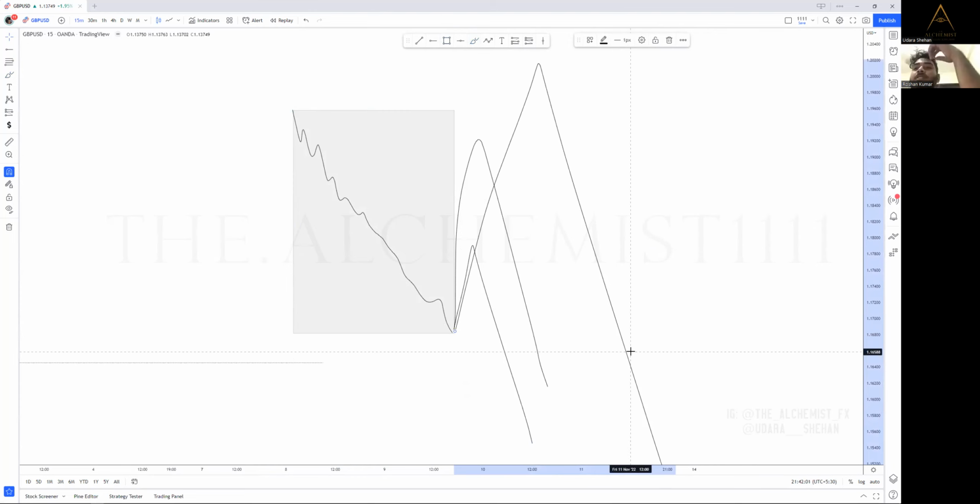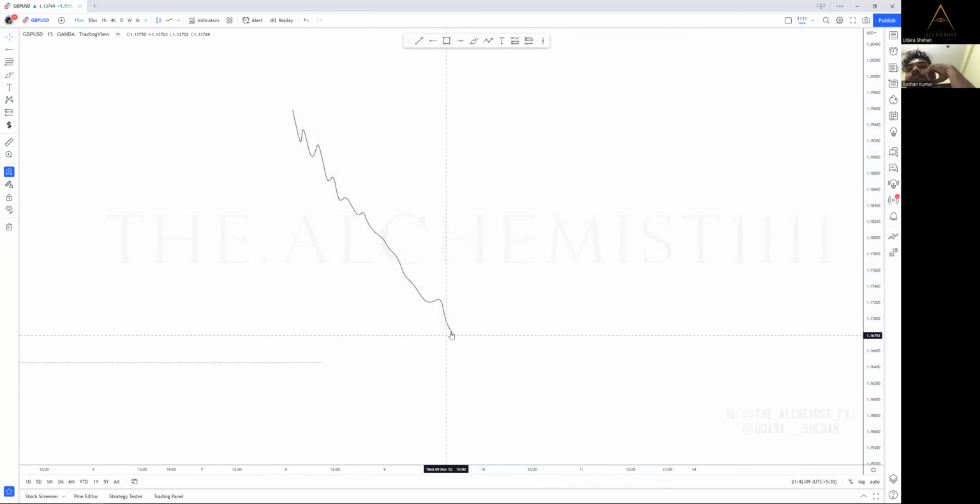So when Asia is moving too much, just stay out. Just pick some other pair if you really want to trade, because the London setup will not be that clear. These will be the different types of setups that we're gonna deal with. I'll show you examples.